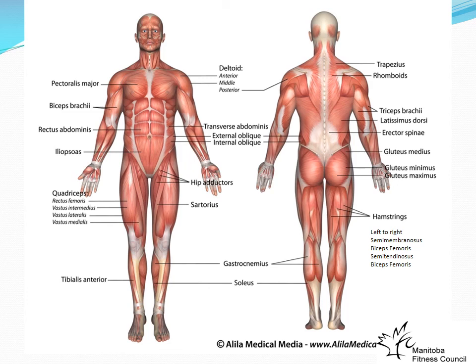The erector spinae are located underneath the fascia in the low back. The erector spinae goes straight up and down the spine. That's where it gets its name, erector spinae. And its job is going to be to extend the spine.